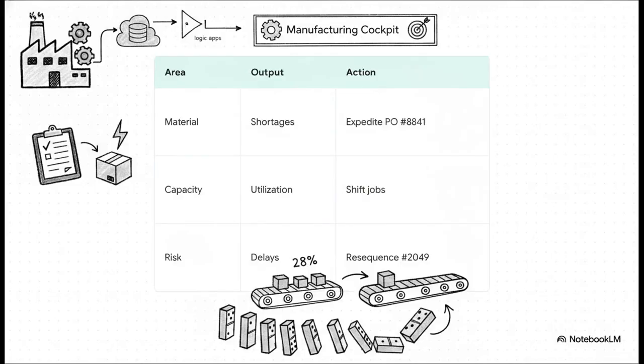Just like we saw in finance, the output here is a manufacturing cockpit built entirely around action. Take a look at the capacity recommendations. If the system detects a 28% overload on Workcenter 4, it doesn't just report the bottleneck. It actively recommends shifting specific jobs to the backup line, Workcenter 9. Or, if a critical material is missing, it specifically identifies purchase order 8841 as the one that needs to be expedited to avoid a total shutdown. It resolves constraints through dynamic resequencing, right?